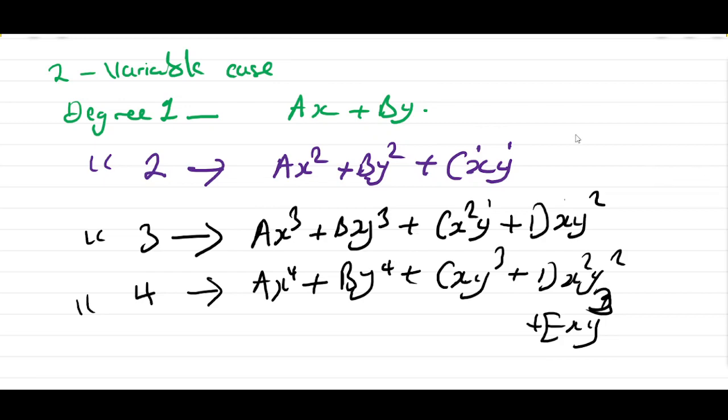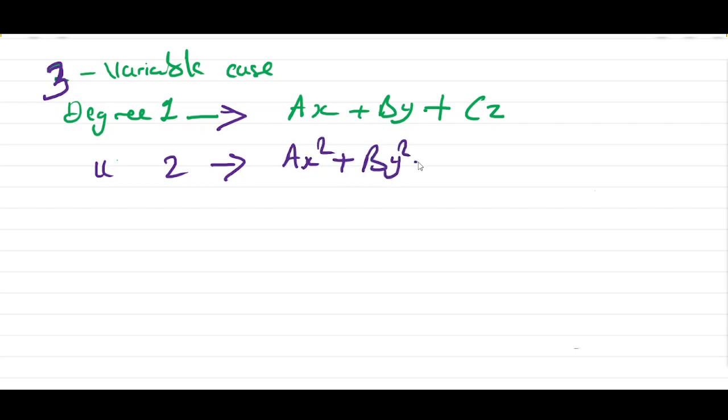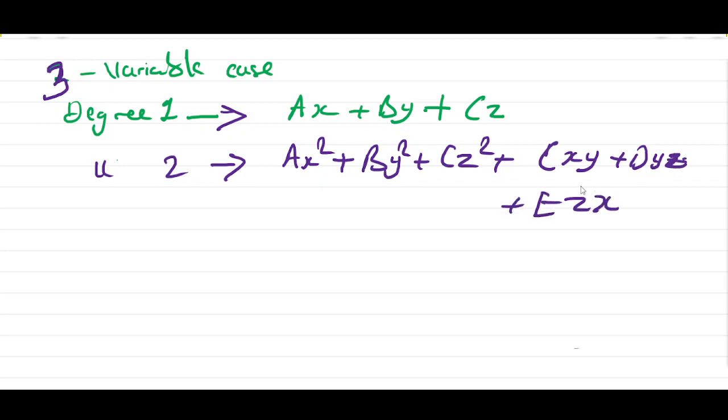Let's see how we can construct the general case for three variables. For the three variable case, if it's degree 1, we can have ax plus by, but then plus cz, because here we're dealing with three variables. Then the degree 2, second degree form would be ax squared, by squared, and cz squared. The next is that they will combine, so we have dxy plus eyz plus fzx. That's how they combine. They must have a degree of 2.